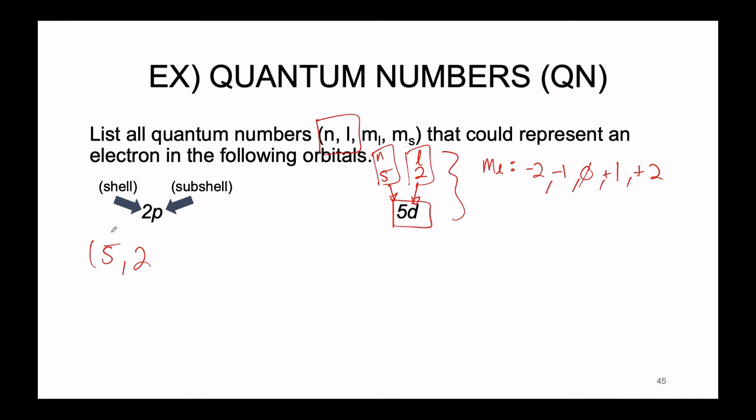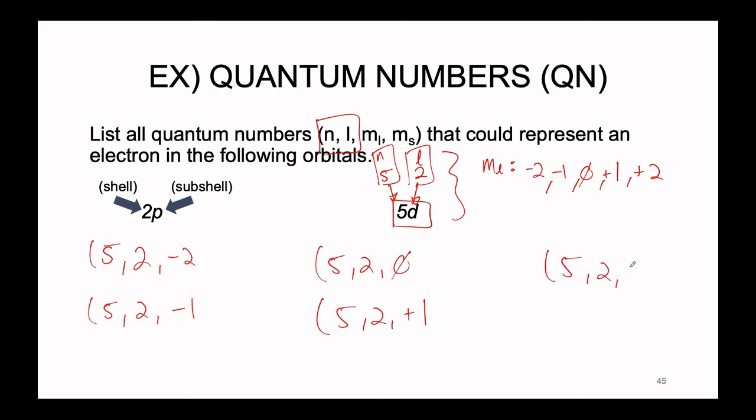So we could have a 5, 2, -2. We could have a 5, 2, -1. A 5, 2, 0, 5, 2, +1, and 5, 2, +2. So there are 5 houses in the neighborhood where the electron that you are focused on could live.